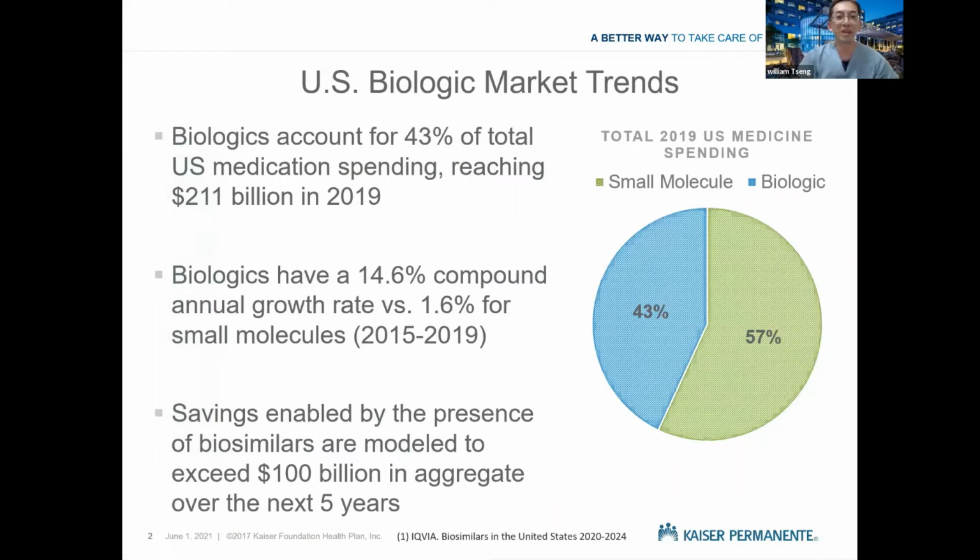All right, so again, biologics cost about 43% of total spend. So that's a huge amount, $211 billion with a compounded rate of 14.6%. And we're thinking 7% healthcare growth is unsustainable. This is twice of that. And nobody really looks at it. Compare the 14.6 to 1.6 for a small molecule, which is traditional medications that we take. Really, it's a huge amount, and that is only growing faster and faster.